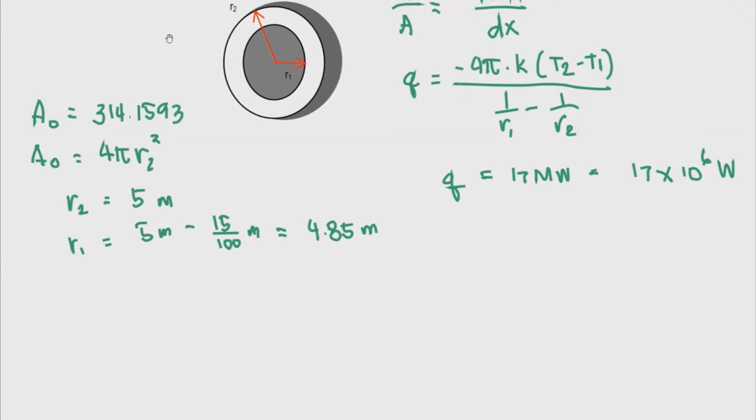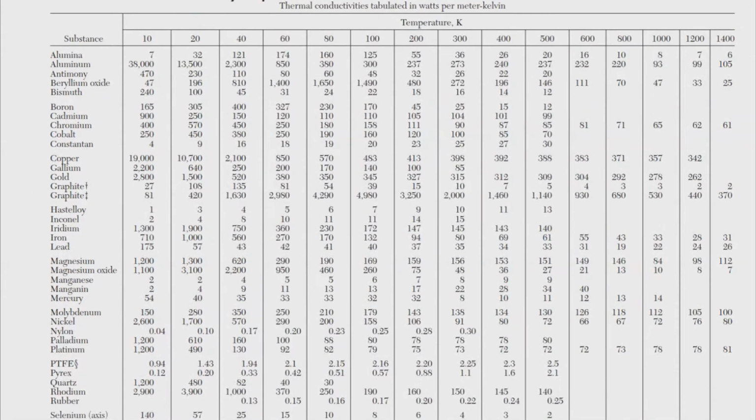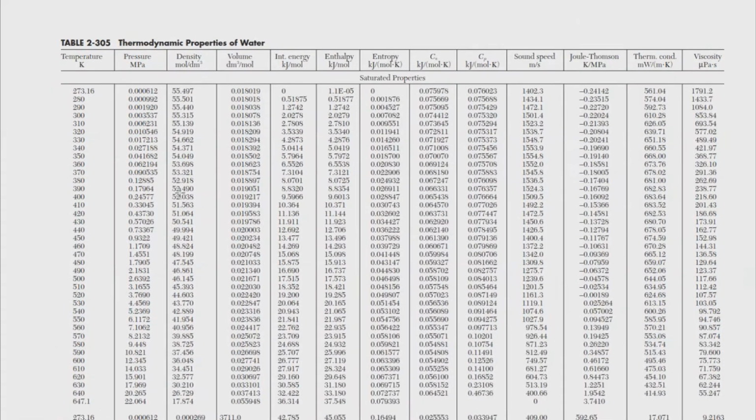Remember, we need to check the Perry's Handbook and determine what the temperature is at 180 kilopascals. We need to check the temperature at this condition, and this will be our temperature 1. So with that, let's check our Perry's Handbook. What you will see here is the thermodynamic properties of water at Table 2-305.